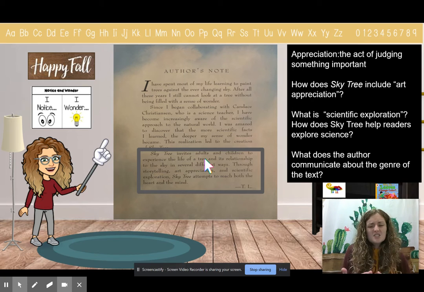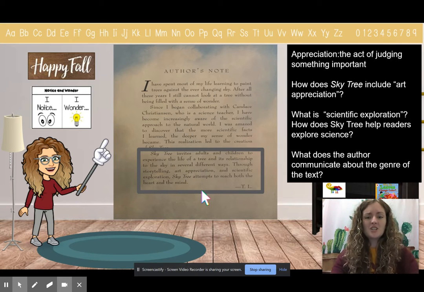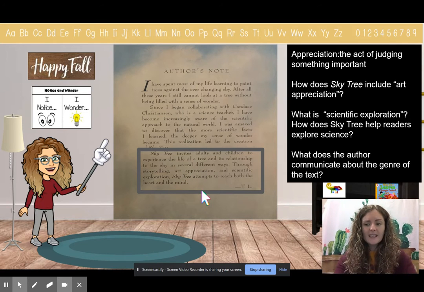So, Thomas Locker talked about how this book has some storytelling. So, it does tell the story of what? The life of a tree and its relationship to the sky, to the changing seasons. But is the changing seasons a problem? No, it's something that the tree experiences in its cycle. It's something that happens all the time. So this book doesn't tell a story with a problem and resolution, but it does have the main focus of the life of a tree.